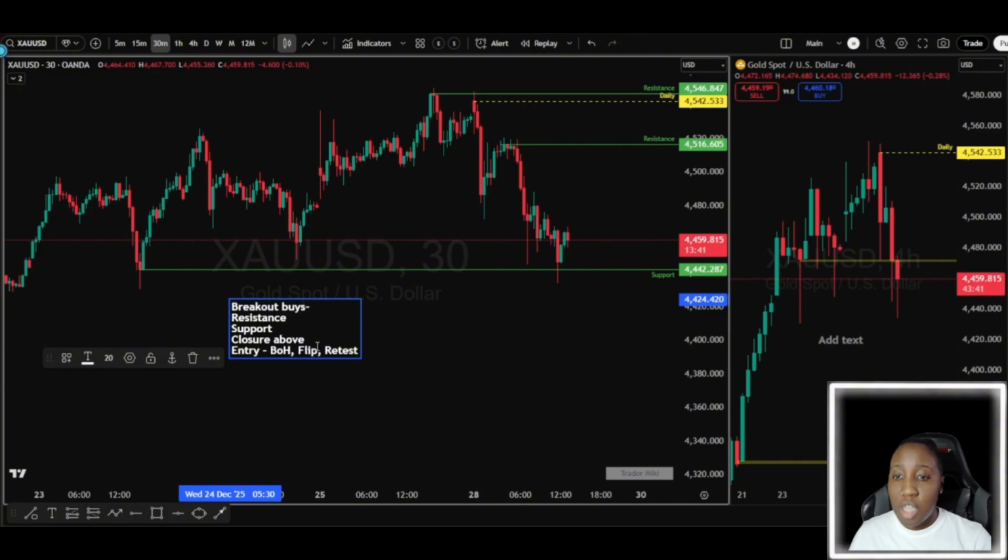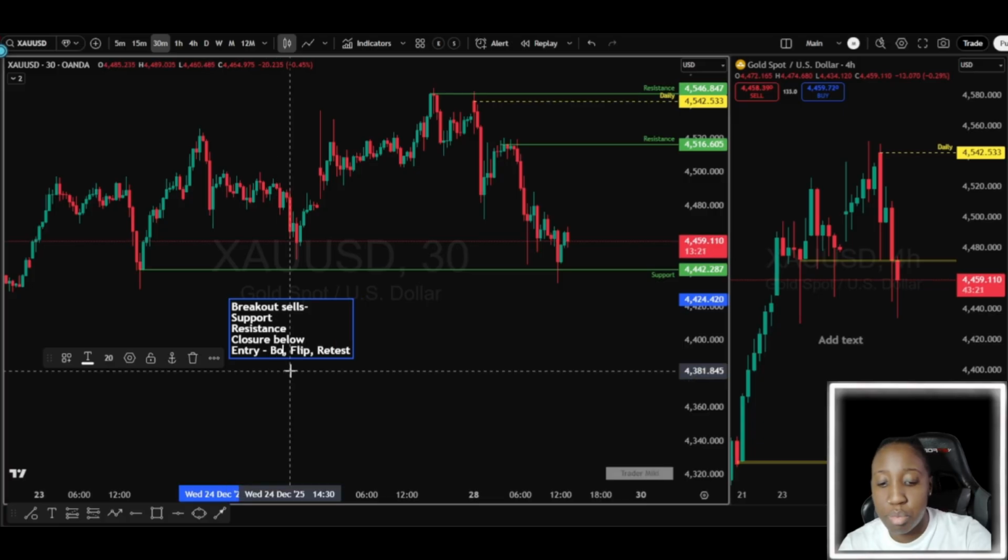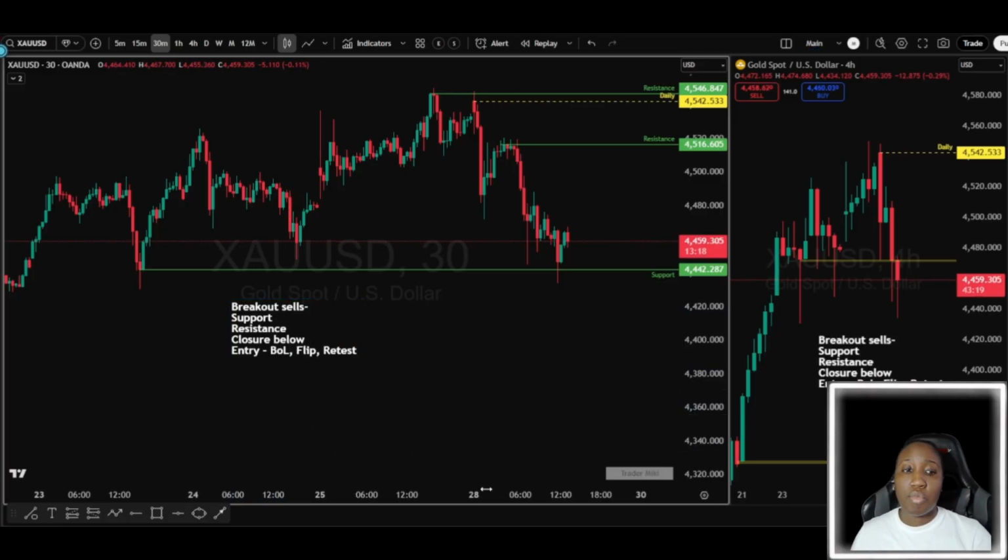Now obviously for the sells, it's the opposite: a support first, then a resistance, then a closure below the support, and an entry would be a break of the low, a candle flip, or a retest of the broken support. So getting in when the wick pulls back, taps the broken support, and anticipating the candle's gonna reflip and come back down. That's it. So that's the breakout.